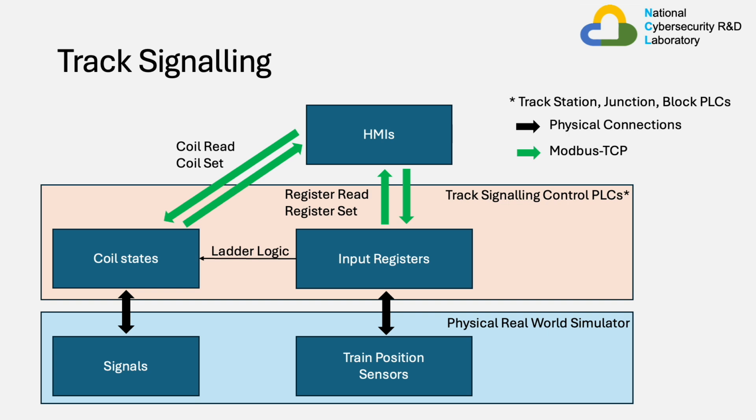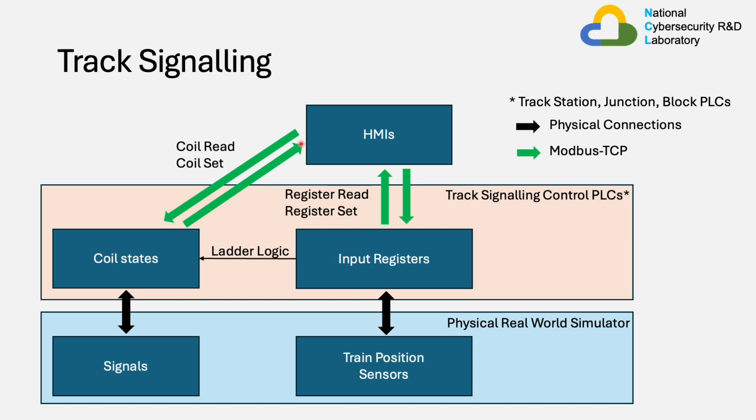Great, let's dive deeper into understanding how the railway system works. For track signaling, from the physical real-world simulator, the train position sensors, which are the small grey boxes placed at fixed intervals along each track, send their states to the input registers of their respective track signaling PLCs. These PLCs can be the station, junction, or track block PLCs. The PLCs take the values in their input registers and execute their ladder logic to update their coil states. The output of these coil states then determine which signals are turned off or on, green or red.